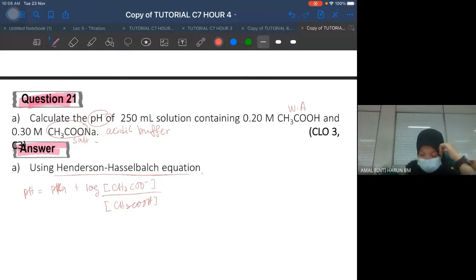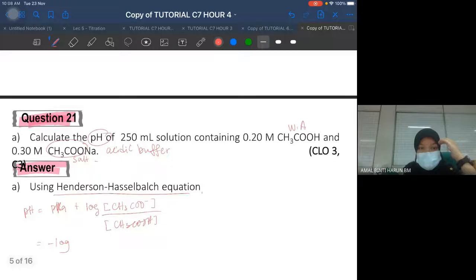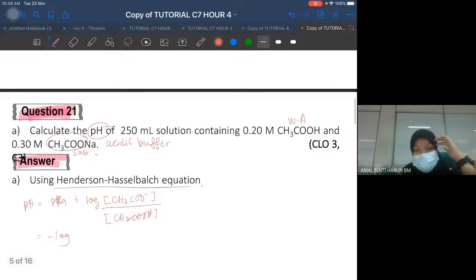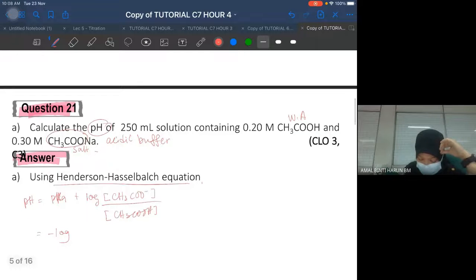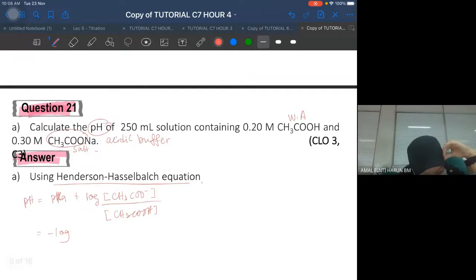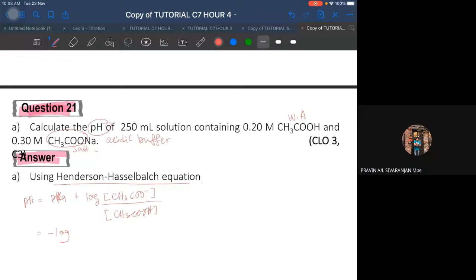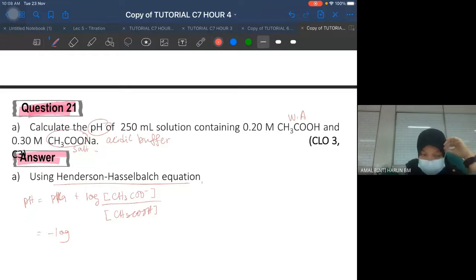Now the pKa is negative log Ka. So what's the Ka? Did the question give the Ka? It is in part B. Okay, it is given: 1.8 exponent negative 5. Plus log, the concentration of salt is 0.3 and the concentration of weak acid is 0.2. So, substitute and you will get 4.92.